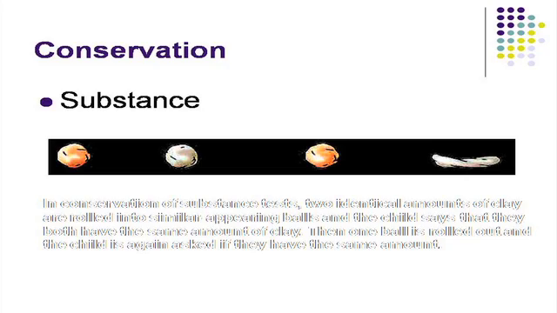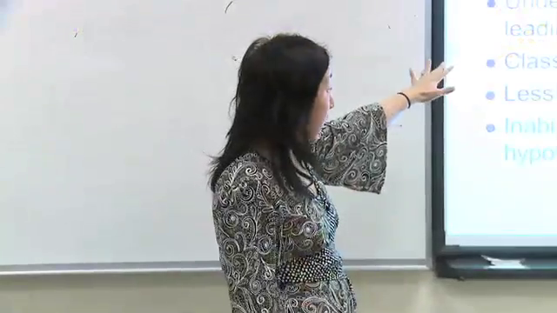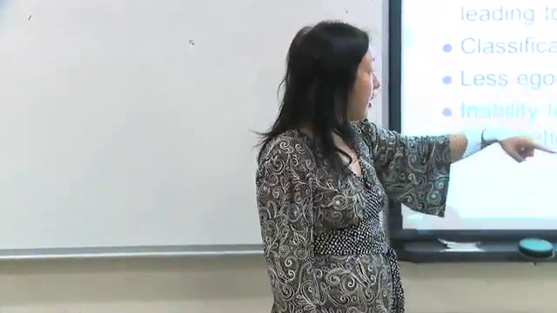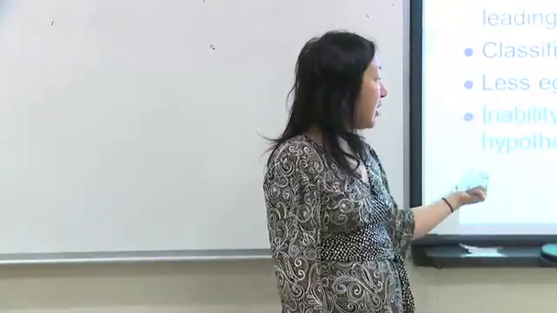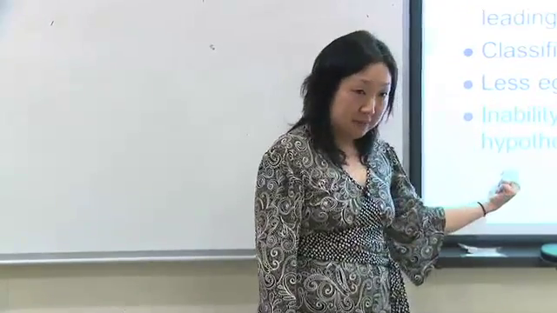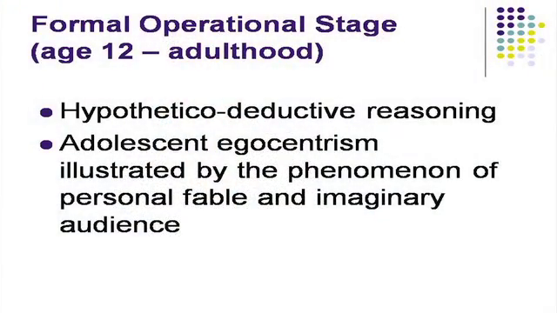All right. Then the concrete operational stage. That's the third stage, 7 to 12 years old. Understanding of mental operations leading to increasingly logical thought. So if I hit my friend, it's going to hurt him. They can think logically like that. Classification and categorization too. And they tend to be much less egocentric, but they cannot reason abstractly or hypothetically yet. Not yet. Then the last stage is called the formal operational stage, age 12 to adulthood.